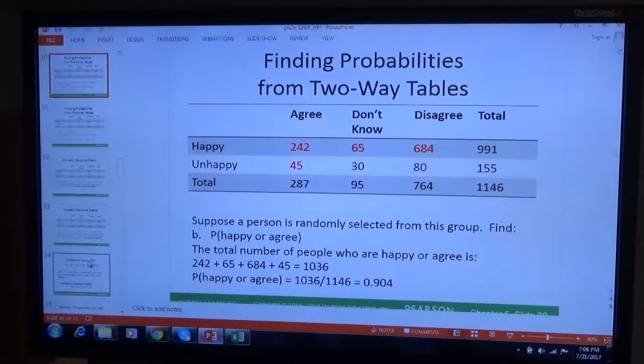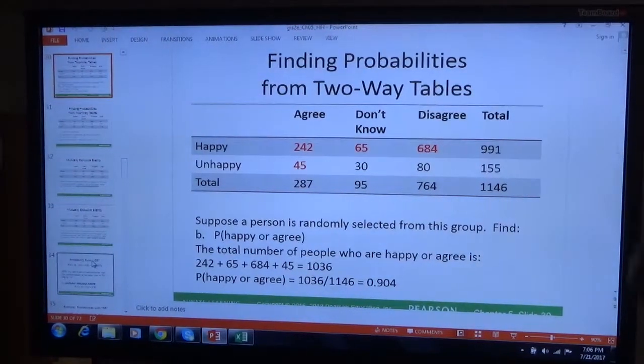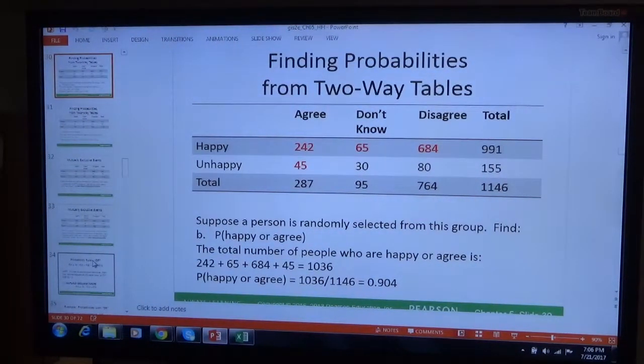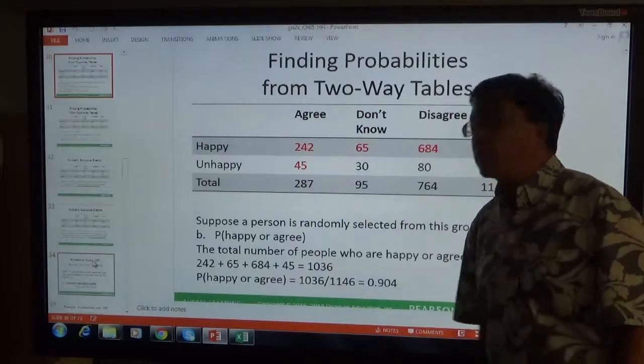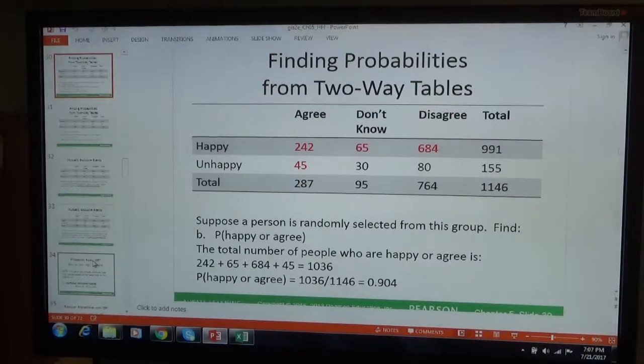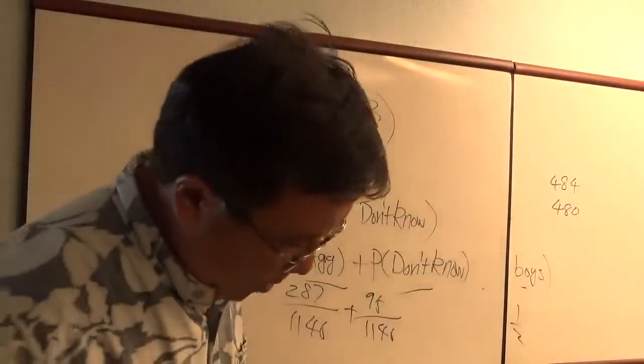And now let's take a look at part B. Happy or agree. We have two events here. Being happy and agree. Can the two events happen at the same time for one person? Yes, you can agree and be happy. So if that's the case, we need to do the calculation differently.